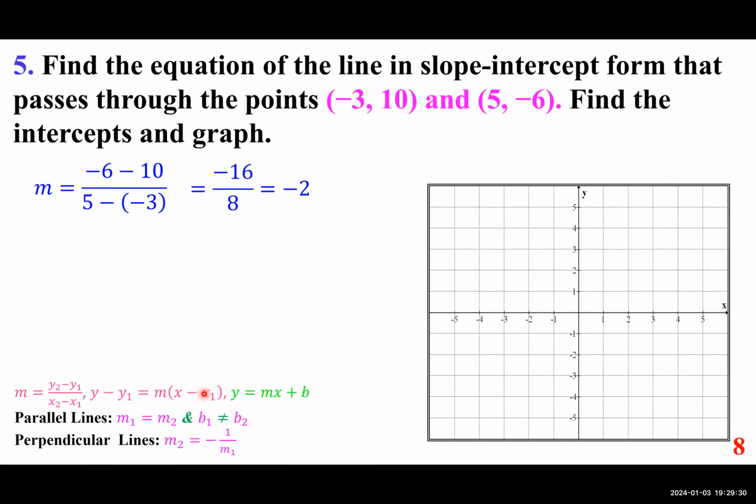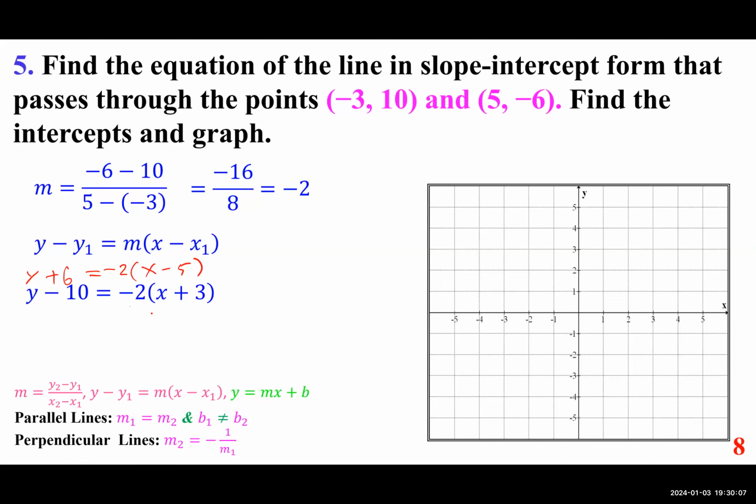We're going to use the point slope and use one of those pairs. It doesn't matter which one. So if I use this one, I get y minus 10 equals m, -2, times x minus -3, or x plus 3. Now, if I use this pair, and I'm going to write it at top, I get y minus -6, which means +6, equals m, -2, x minus 5. They don't look the same, but when you simplify them, they become the same.